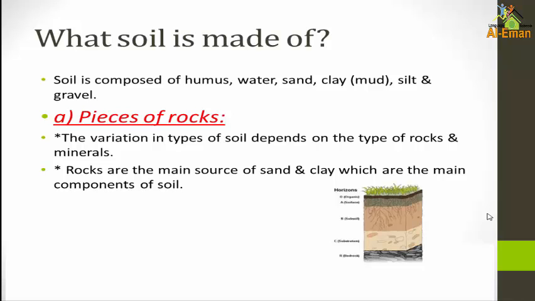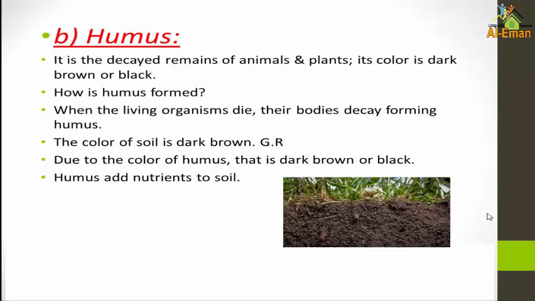If you look around you in your environment, you can find that soil is at first made of pieces of rocks. The main component of the soil is pieces of rocks. The variation in types of soil depends on the type of rock and minerals. So, rocks are the main source of sand and clay, which are the main components of soil. Okay? Then we can find humus in our soil.